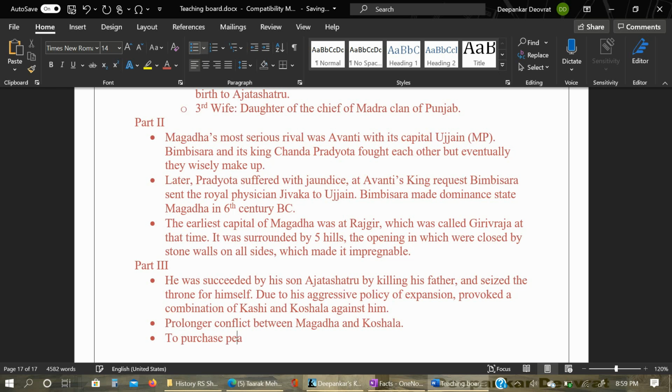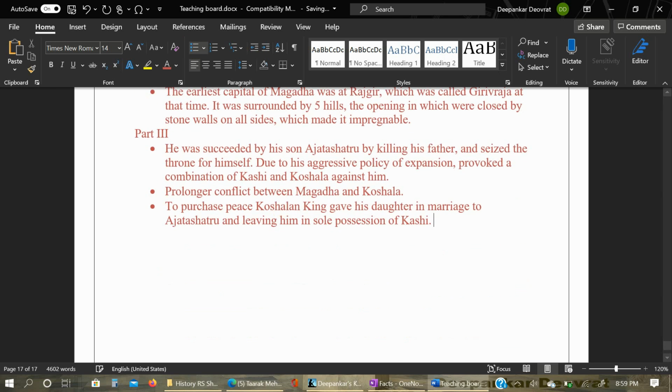To purchase peace, the Koshalan king gave his daughter in marriage to Ajatashatru, leaving him in sole possession of Kashi. Kashi was given to him, but he had no respect for relations, as you know, which can be seen from the fact that he killed his father.